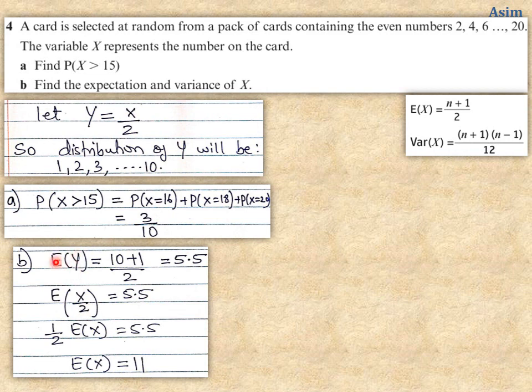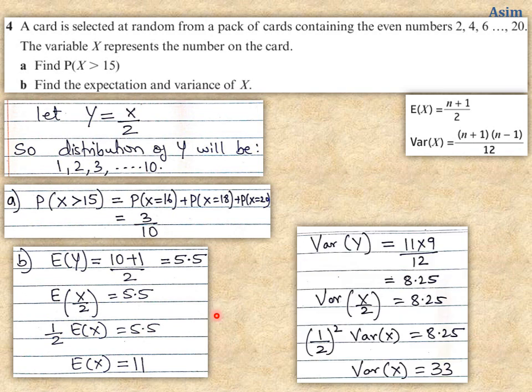In place of Y, write the formula first. This is how. So first you find E of Y. Replace Y by the formula, and then this is half E of X. Use the coding formula. So E of X will be, cross multiply, 5.5 times 2 will give 11. Same, first find variance of Y. In place of Y, write the formula for Y. You take half squared, because it is variance, it will be squared.